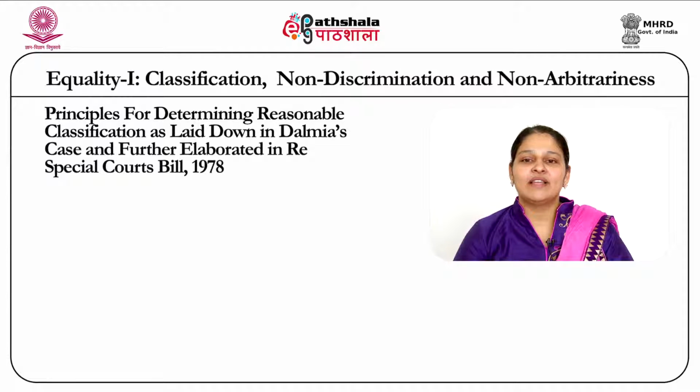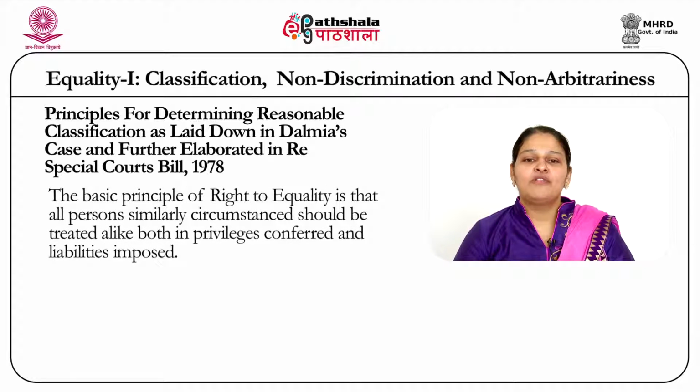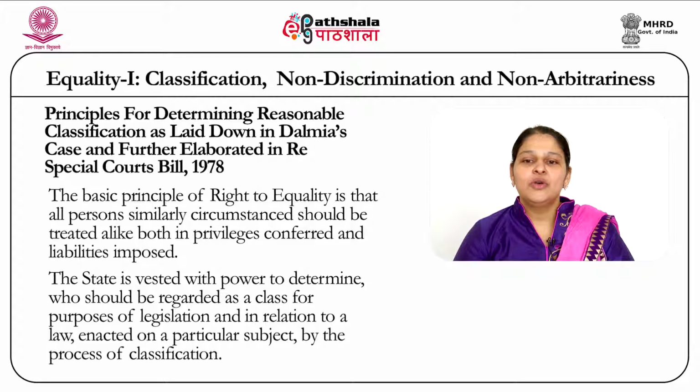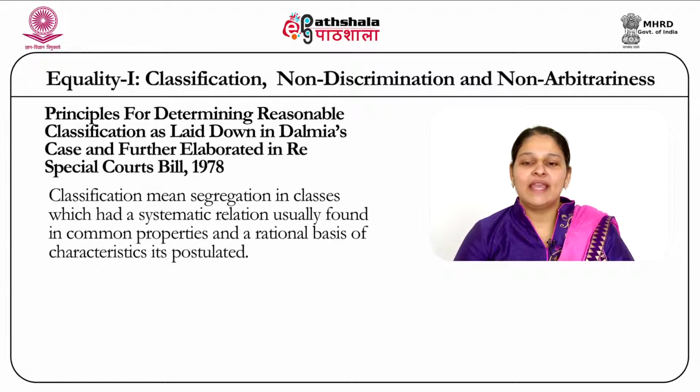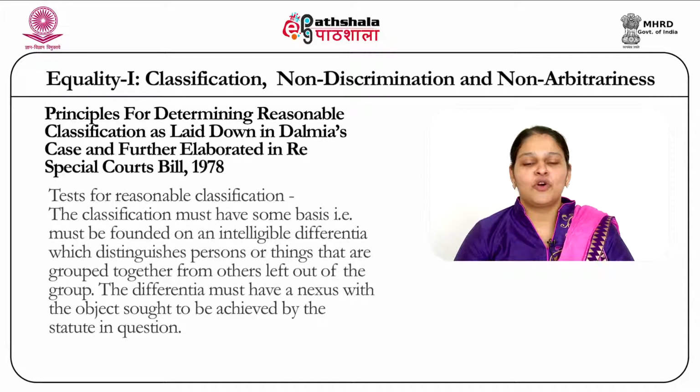Principles for determining reasonable classification were laid down in Dalmia's case and further elaborated in Re Special Courts Bill 1978. First, the basic principle of the right to equality is that all persons similarly circumstanced should be treated alike, both in privileges conferred and liabilities imposed. The state is vested with the power to determine who should be regarded as a class for purposes of legislation and in relation to a law enacted on a particular subject by the process of classification. Classification means segregation into classes which have a systematic relation, usually found in common properties and a rational basis of characteristics it is postulated.